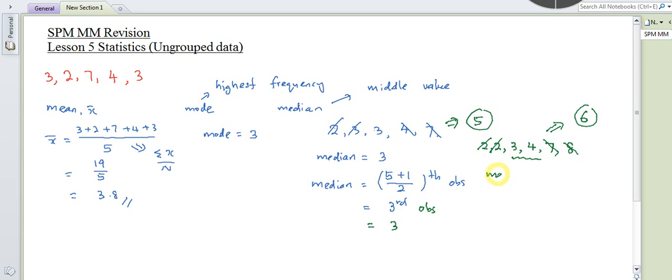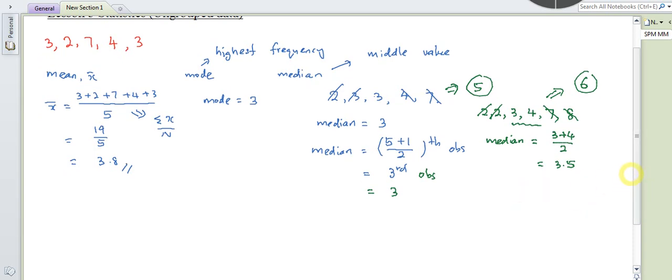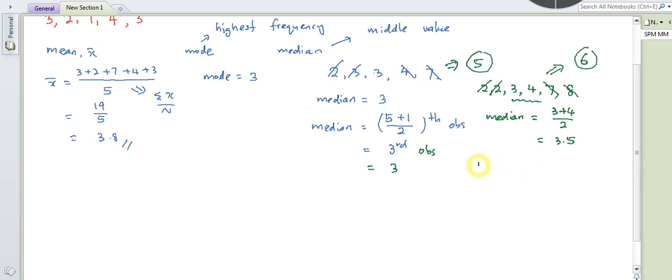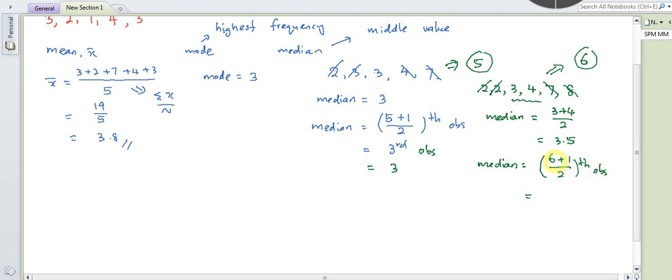So the median will be 3 plus 4 divided by 2. You will get 3.5. If you want to use the formula, you get the same answer. Median is equal to, we have 6 numbers here, 6 plus 1, always plus 1, divided by 2, observation. 6 plus 1 is 7. 7 divided by 2, you get 3.5.